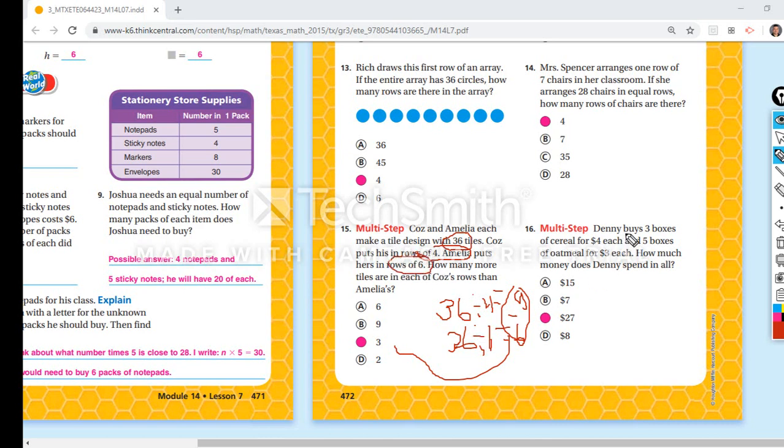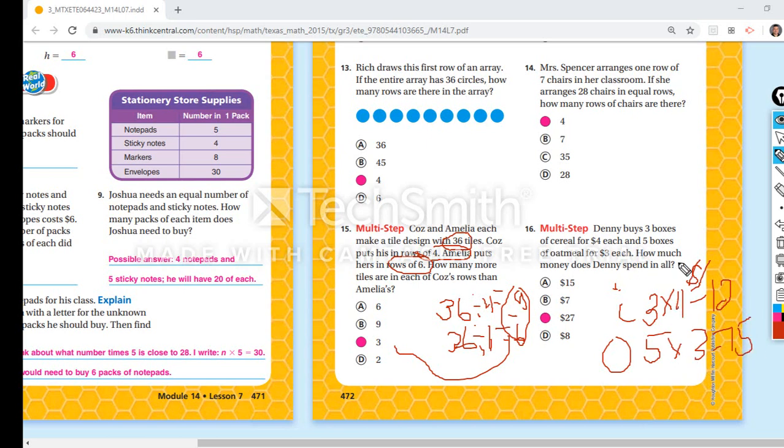The last one, Denny buys 3 boxes of cereal for $4 each. So 3 boxes times 4. He spends $12 on those 3 boxes of cereal, and 5 boxes of oatmeal for $3. So the oatmeal, 5 boxes for $3. So how much does he spend? 15.